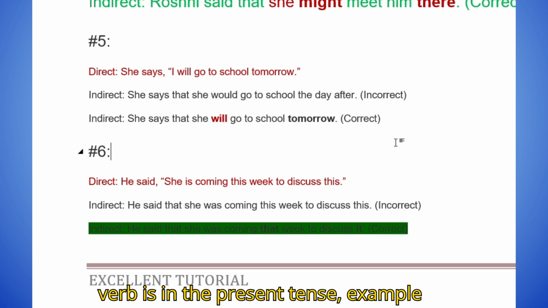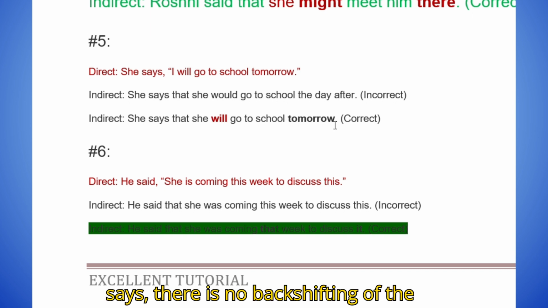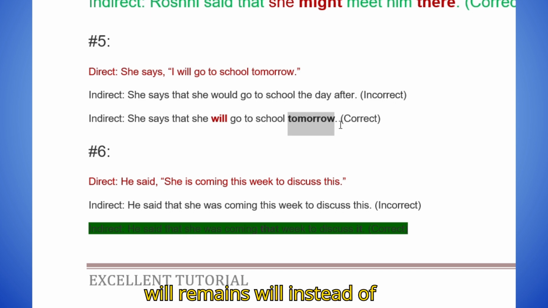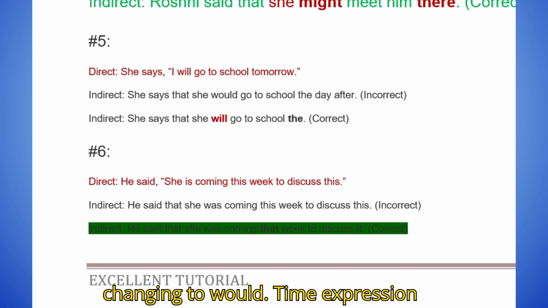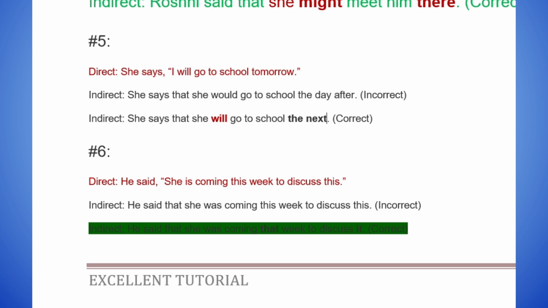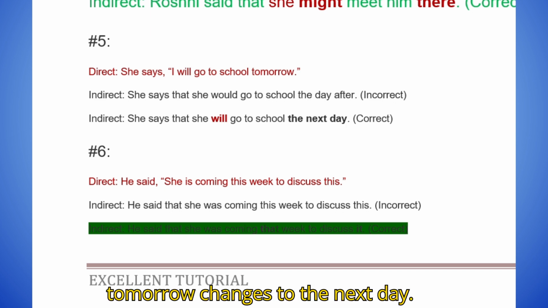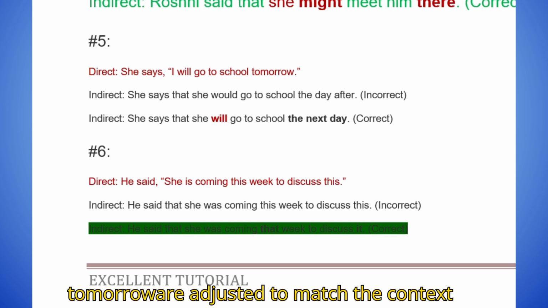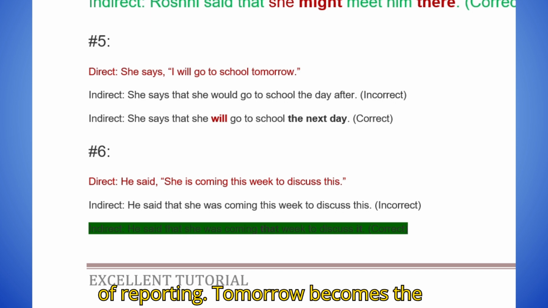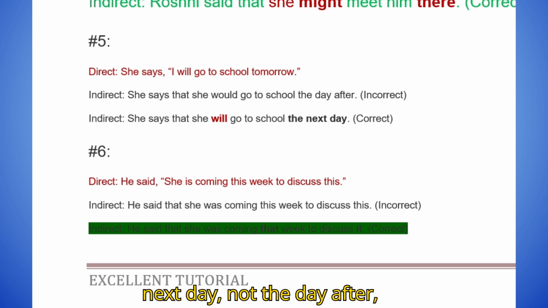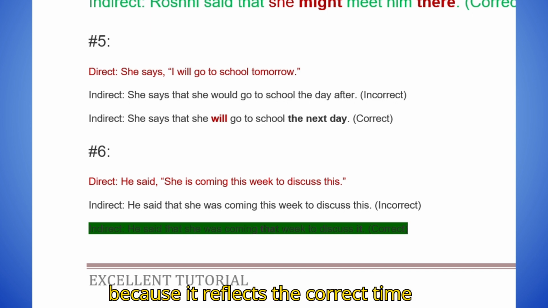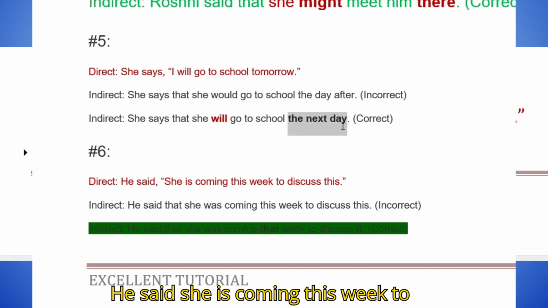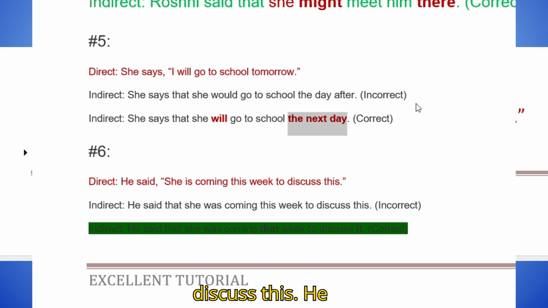When the reporting verb is in the present tense, example says, there is no backshifting of the tense in the reported speech. Therefore, will remains will instead of changing to would. Time expression tomorrow changes to the next day. In indirect speech, time expressions like tomorrow are adjusted to match the context of reporting. Tomorrow becomes the next day, not the day after, because it reflects the correct time reference relative to when the statement is made.